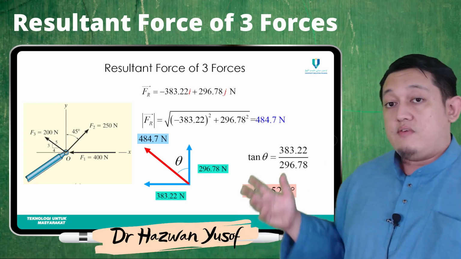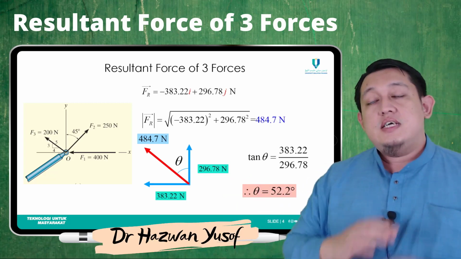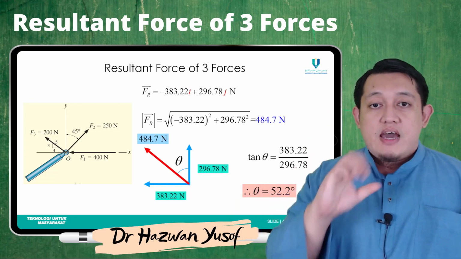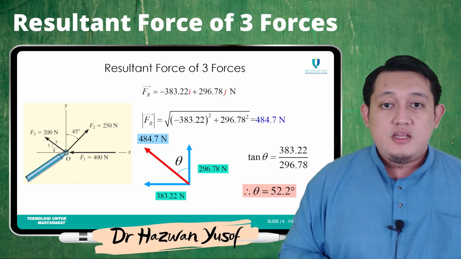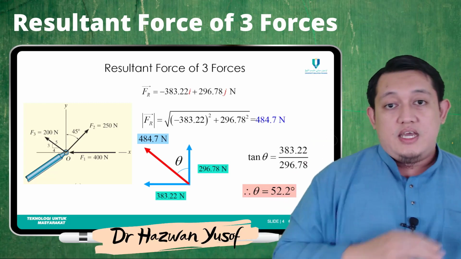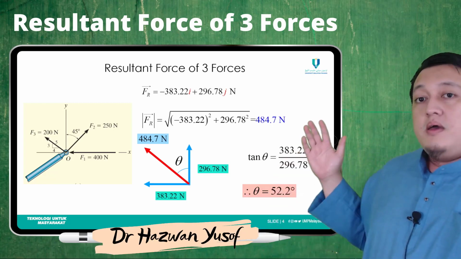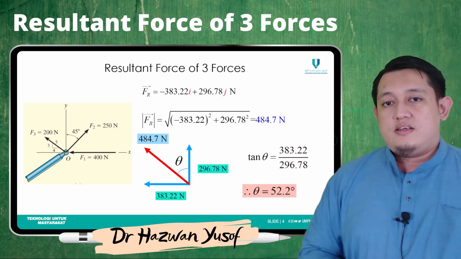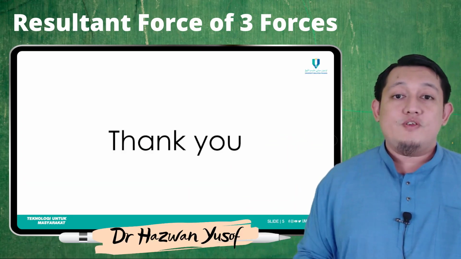If you have 4 or 5 forces, just convert everything into Cartesian vector form, total up everything in the i, j, and also k direction, and then find the magnitude and find the direction, which is the angle. That's all for today.